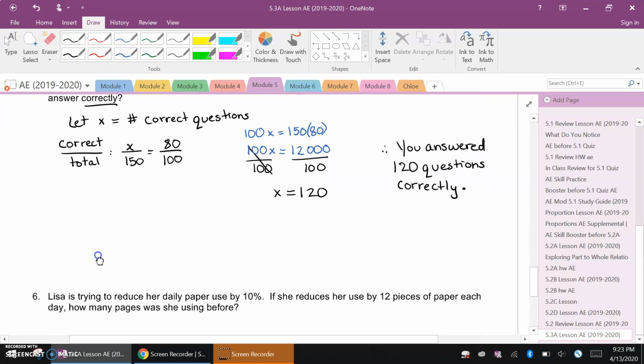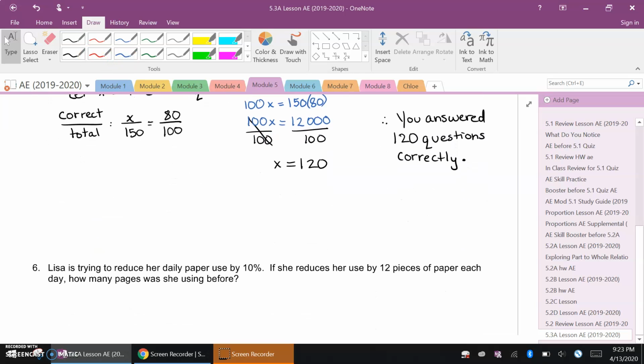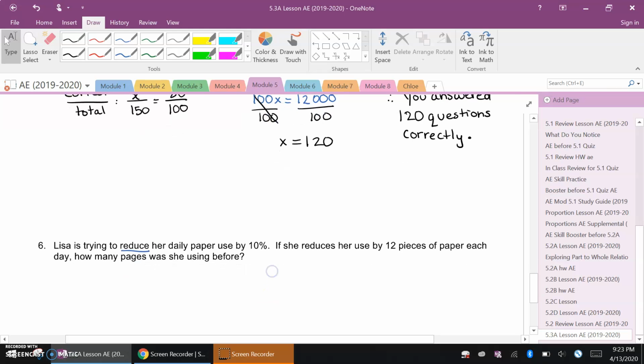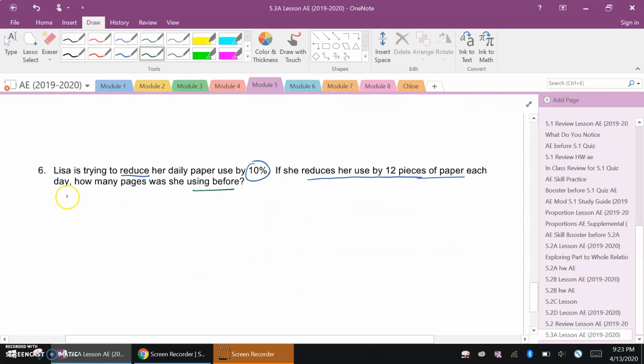Okay, so last one. Yay! So Lisa's trying to reduce her daily paper use by 10%. So reduce means to have less. So she wants to cut her paper use by 10%. Then it says she reduces her paper use by 12 pieces of paper. How many pages was she using before? So we're looking for the original number of pages. So we're going to let x equal pages before, or pages used before.